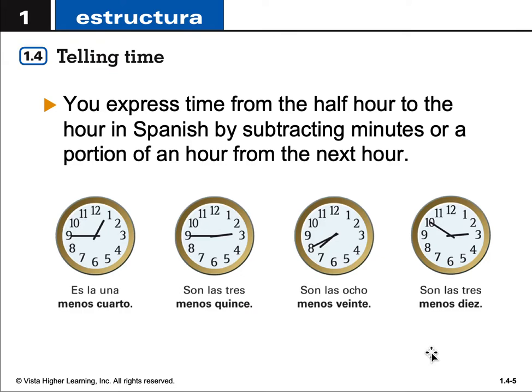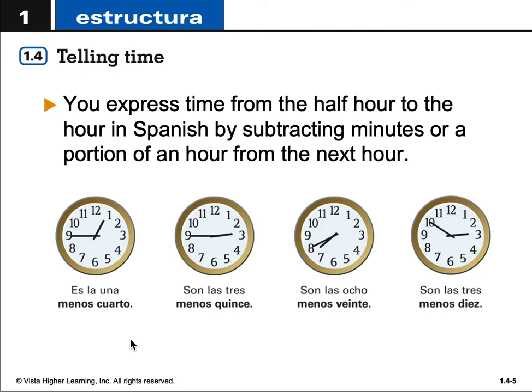You express time from the half hour to the hour in Spanish by subtracting minutes or a portion of an hour from the next hour. So basically what's going on here, once the minutes are past 30, and so once we're in the like 31, 32, 33, 34, 35, 40, 45, 50, 55, even up to 59 minutes, what we will do to be correct is we will express the next closest hour.